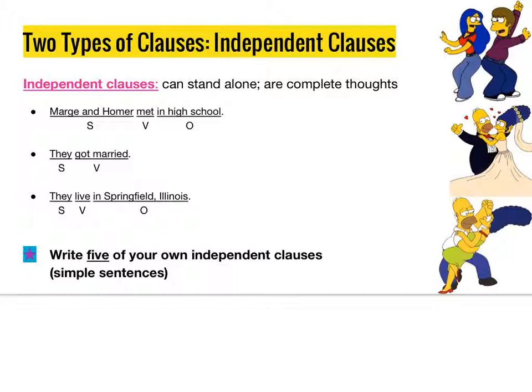In the second sentence, they got married, all we need to know is the subject and verb phrase, and it expresses a complete thought. The same can be said about the sentence, Marge and Homer met in high school. That also expresses a complete thought, but in this case, the sentence has an object. Make sure to pause the video and follow the directions that Bart left at the bottom of this slide.